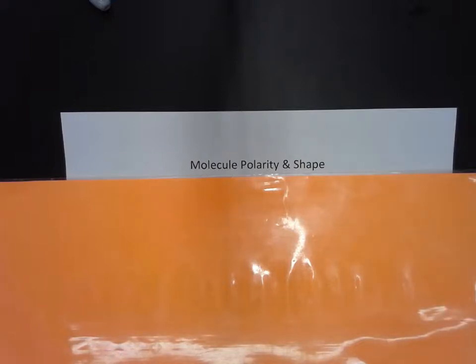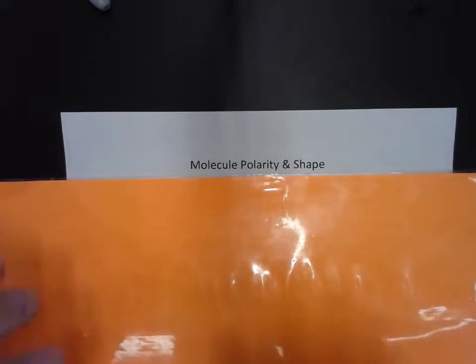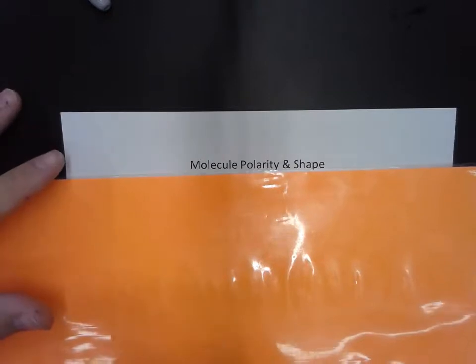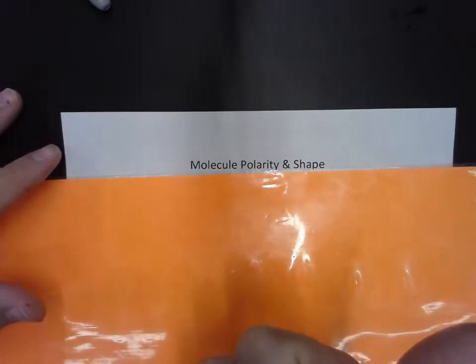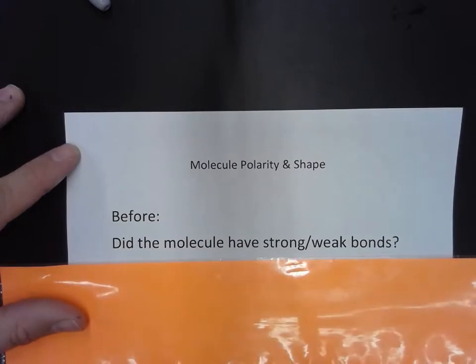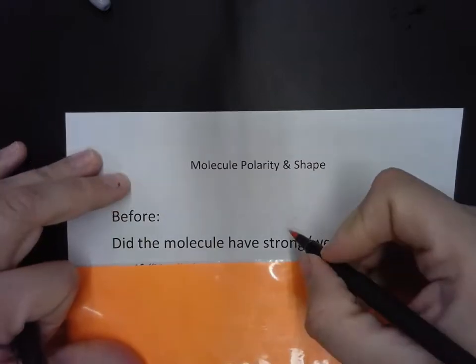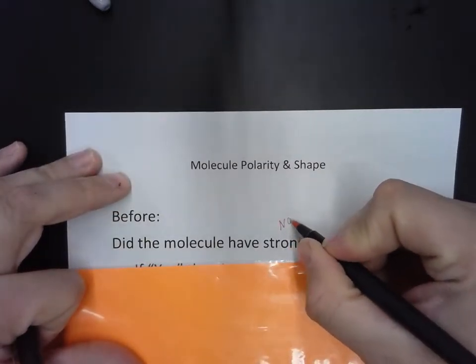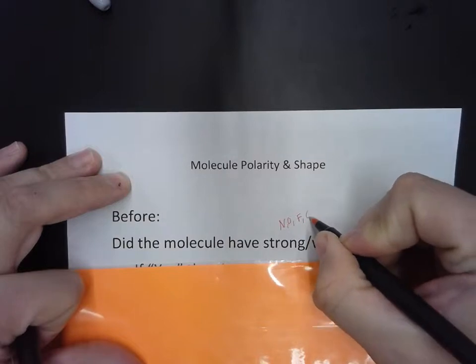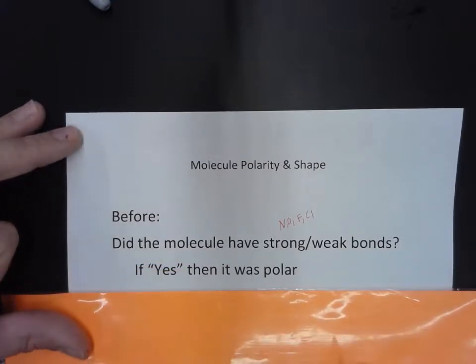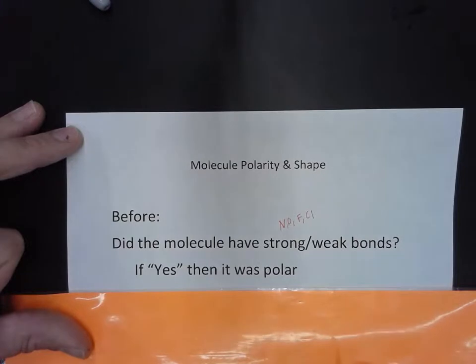This is note 7.2 part 2, molecule polarity and shape. So before, when we discussed polarity, polar covalent bonds, we said, is there a polar bond between the two nonmetals? In other words, do they have strong, weak bonds between them? Let's just say strong was nitrogen, oxygen, fluorine, chlorine. Did any of those exist paired with a weaker nonmetal? If the answer was yes, then it was polar.